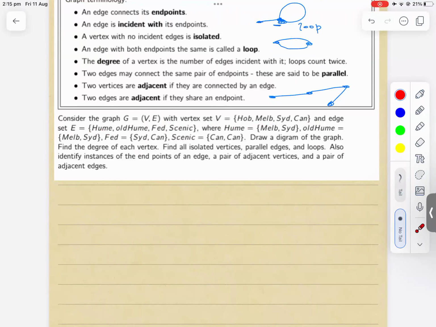Now consider this graph with vertex set V, this one, and edge set, this one. So this edge is this one. So I've got this one, which I will call E1, which is Melbourne to Sydney.